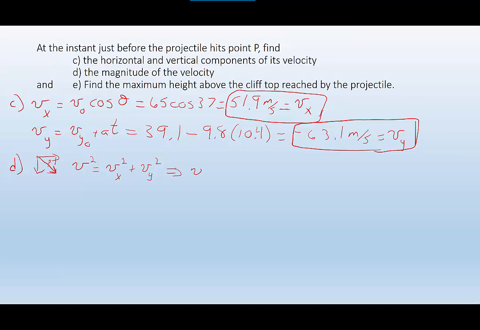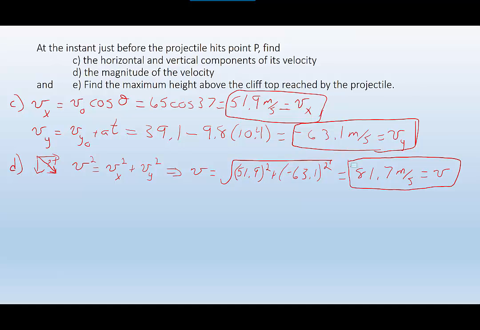So the final velocity is the square root of 51.9 squared plus negative 63.1 squared, which turns out to be 81.7 meters per second.